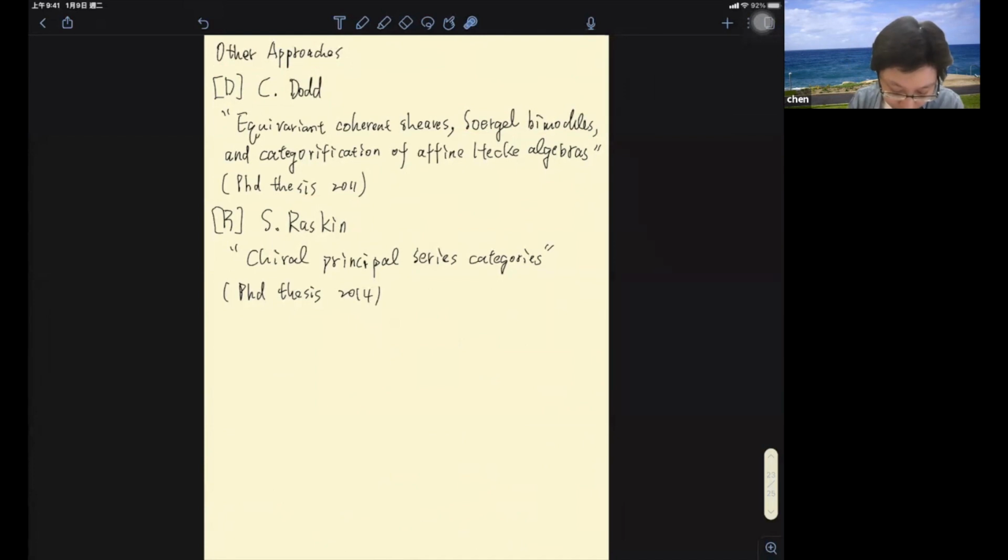And there's another approach by Sam Raskin. I think it's also a PhD thesis. I think it's called the chiral principal series category. There he gave another approach. I think he worked with the Whittaker category or the semi-infinite flag, and he upgraded this Arkhipov-Bezrukavnikov equivalence to an equivalence of factorizable categories. Okay, so that's it. I'll finish here.